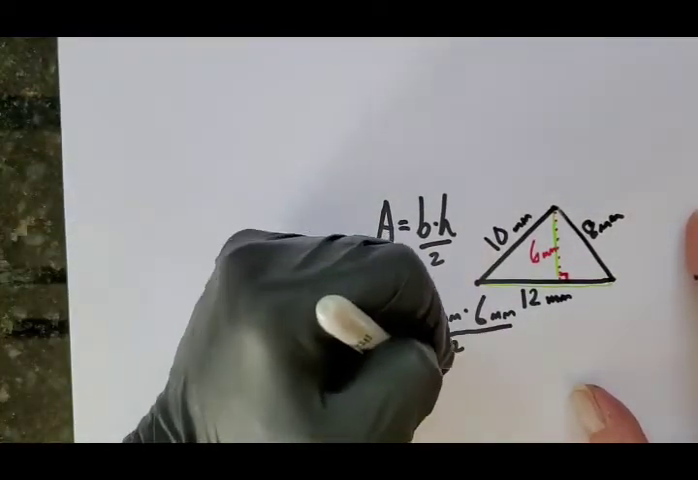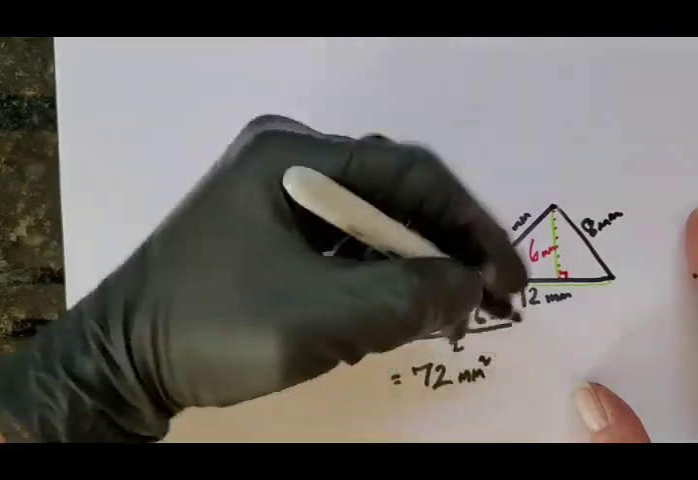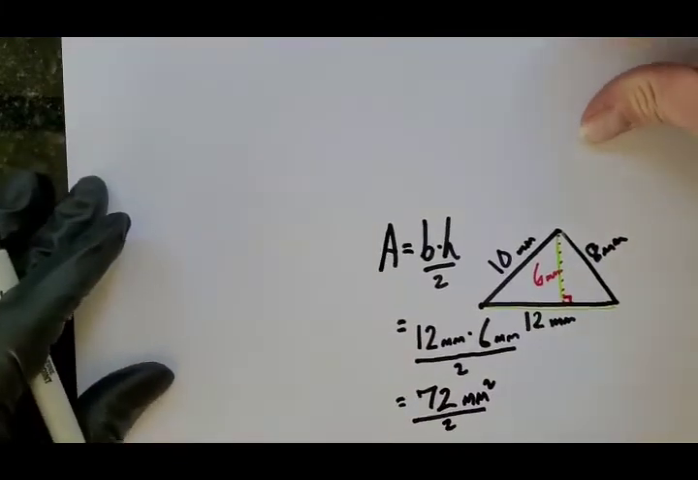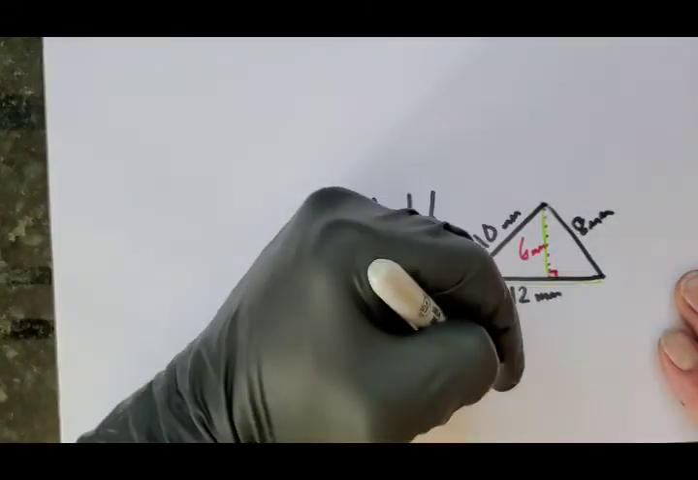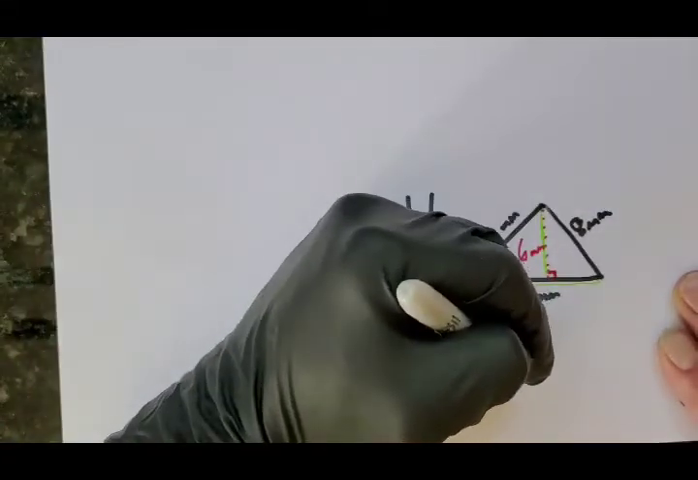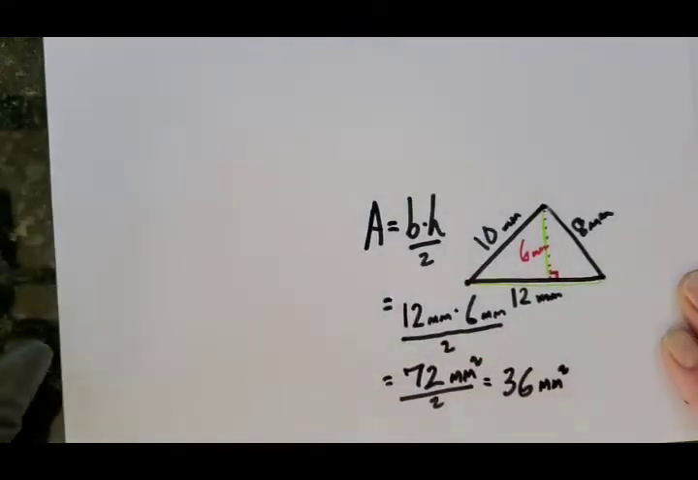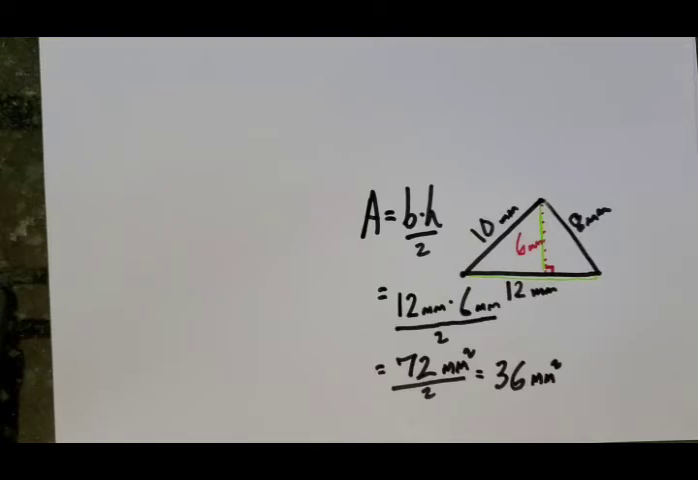12 times 6 is 72. Millimeters times millimeters is square millimeters, divided by 2. And the very, very last step would be for you to take 72 divided by 2. It's going to get you 36 millimeters squared. So that's basically it when it comes to finding the area of a triangle. You need to locate the base and the height, and make sure you multiply them and divide by 2. That'll get you the area.